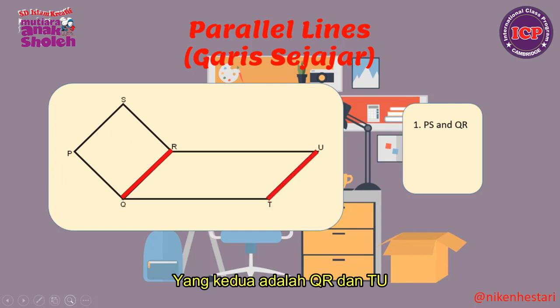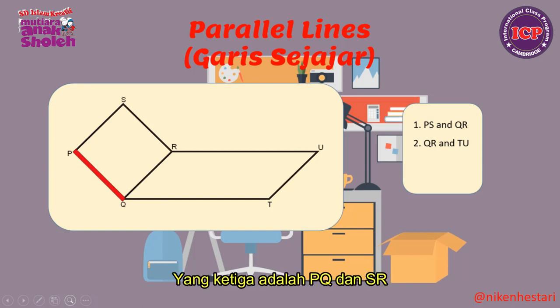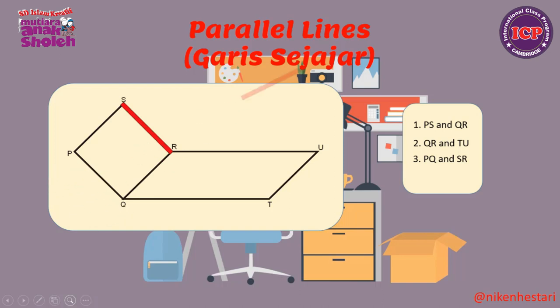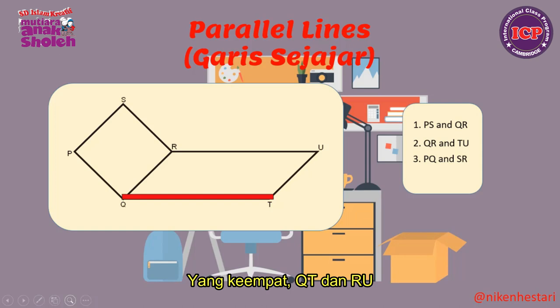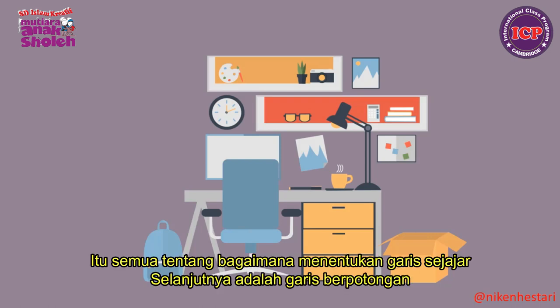Second is QR and PU. Third, PQ and SR. Fourth, QT and RU. That's all about how to find parallel lines.